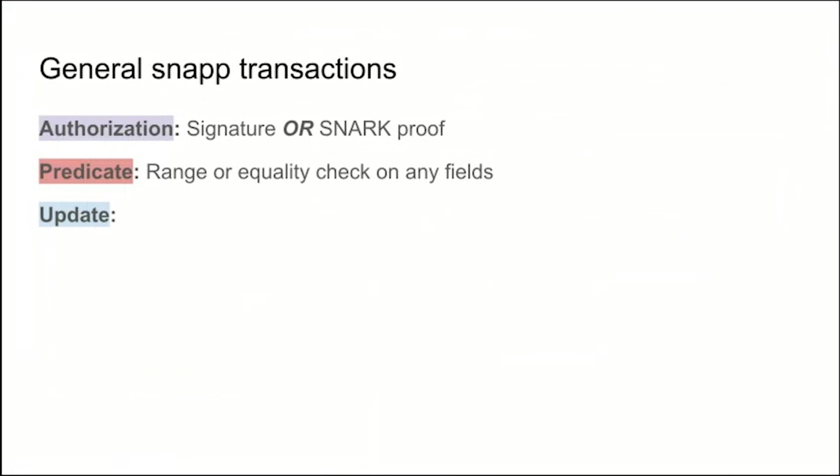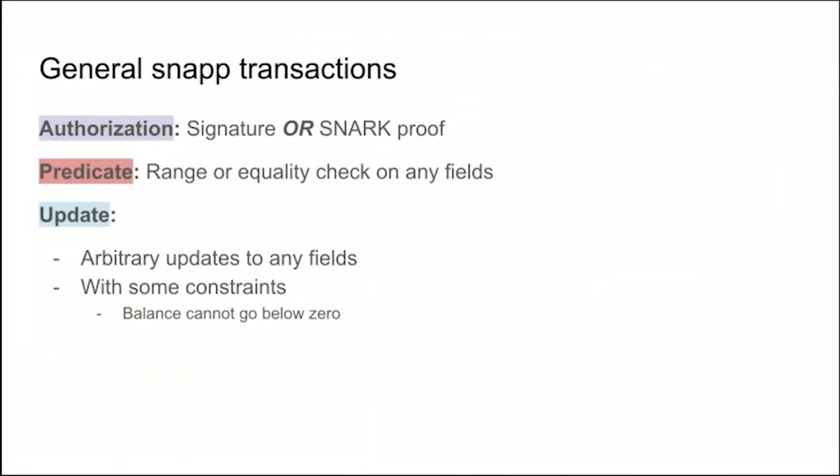And for the predicate, we also generalize that. So it's not just a nonce equality check. It's a range check, checking that a value is in a particular range, or an equality check on any field in an account or in the blockchain state. So things like current block height, current balance, whatever. Say, this transaction can only go through if the current block height is between 1,000 and 1,010. And what is the update? Well, the update will be arbitrary updates to any fields in an account with some constraints.